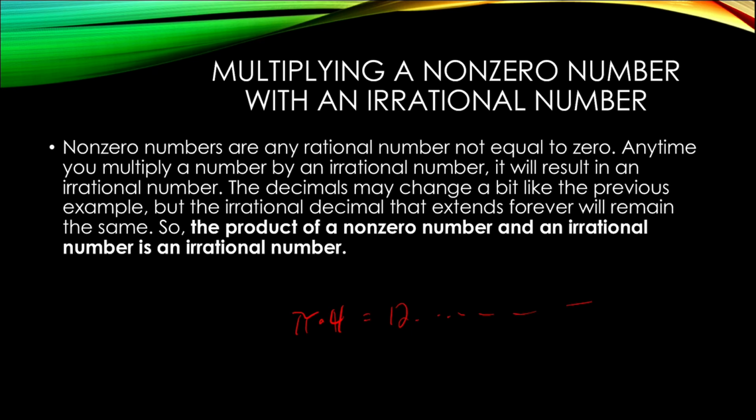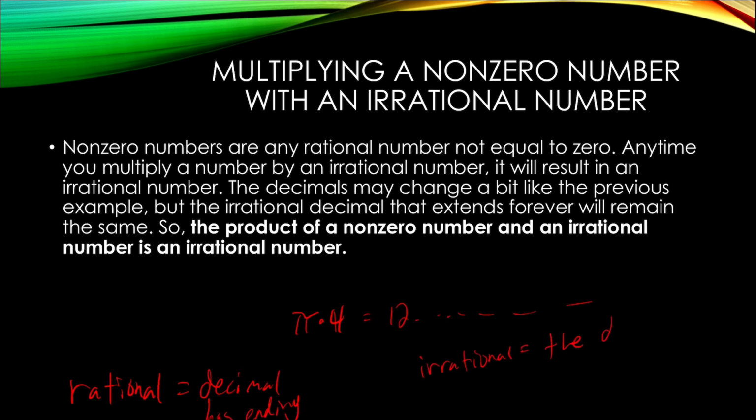Remember, the big difference is rational numbers can be a fraction, so our decimal will end, it has an ending point, whereas with an irrational the decimal will not end. Okay, so that's the big difference.